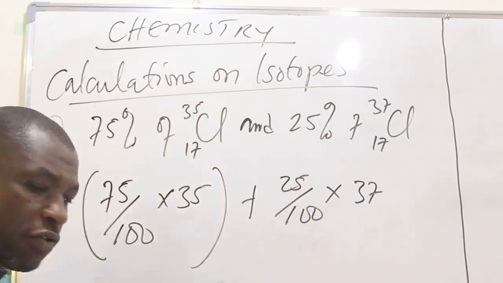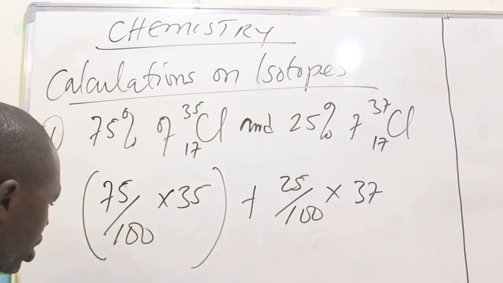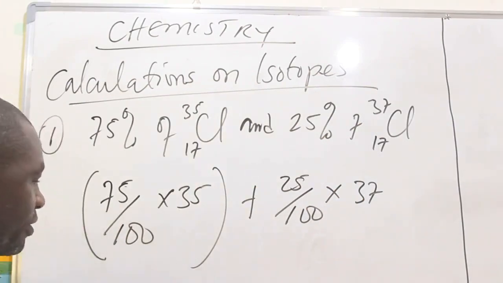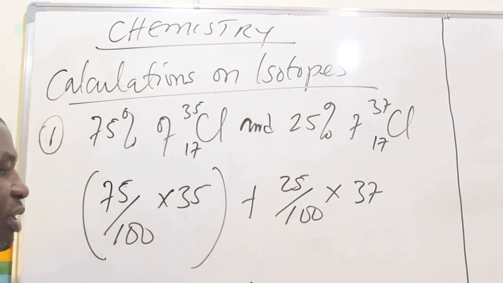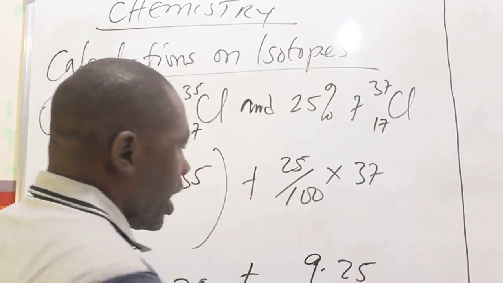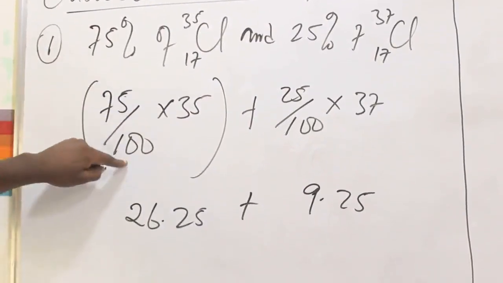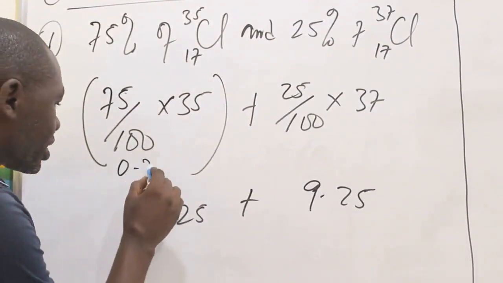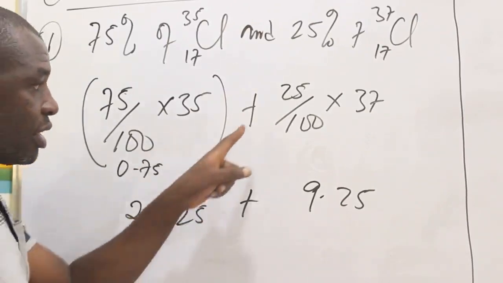Okay, if you did this calculation correctly, this one should give you 26.25. Okay, plus this one, if you do this multiplication correctly, it should give you 9.25. Okay, that's to say you divide 75 by 100, which will give you 0.75. Then you multiply by 35. That will give you this answer.